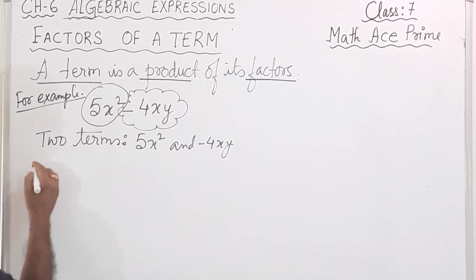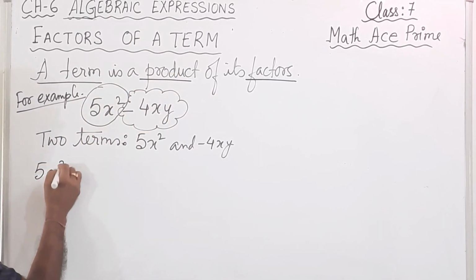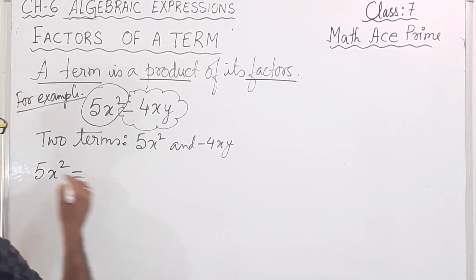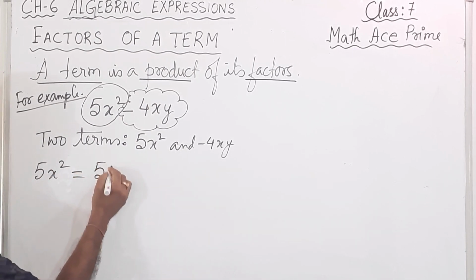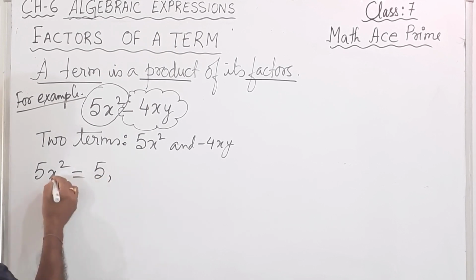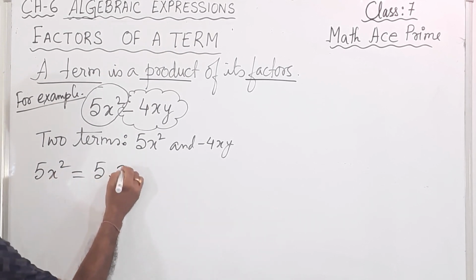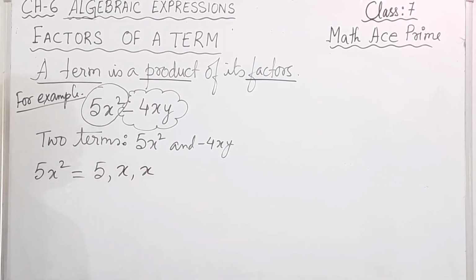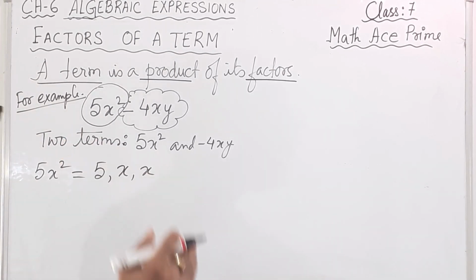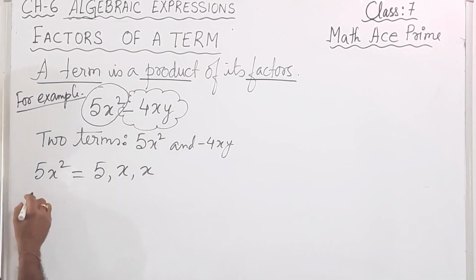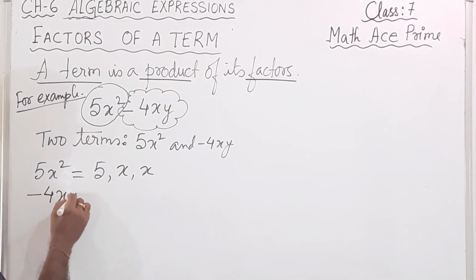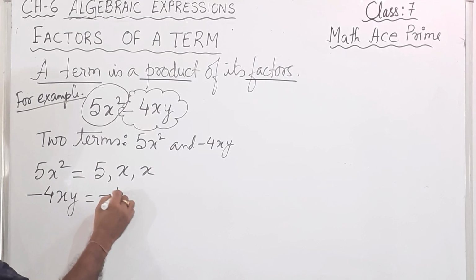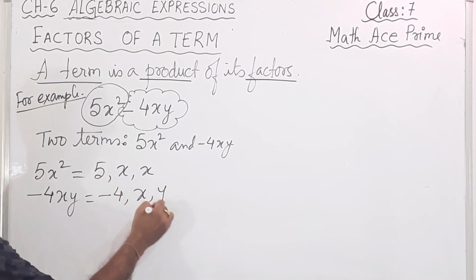Now a term is a product of its factors. The first term is 5x square. What are the factors? 5 is there, then x, and how many x are there? 2 x's, so x and x. These are the factors, and it is represented as 5 into x into x. Another one is minus 4xy. Here the factors are minus 4, x, and y.